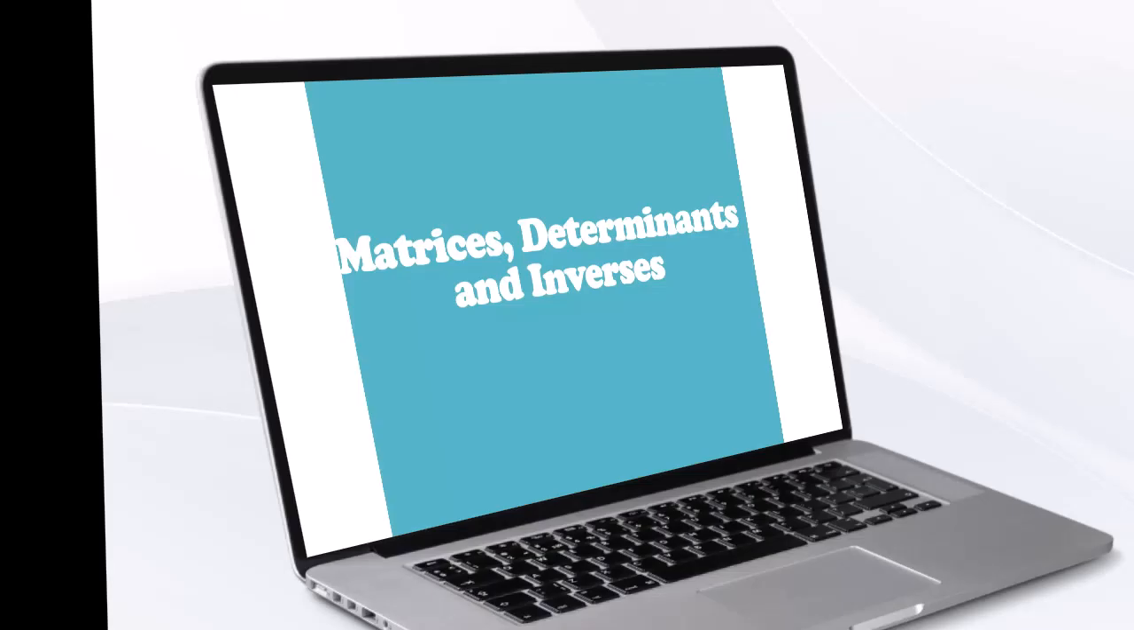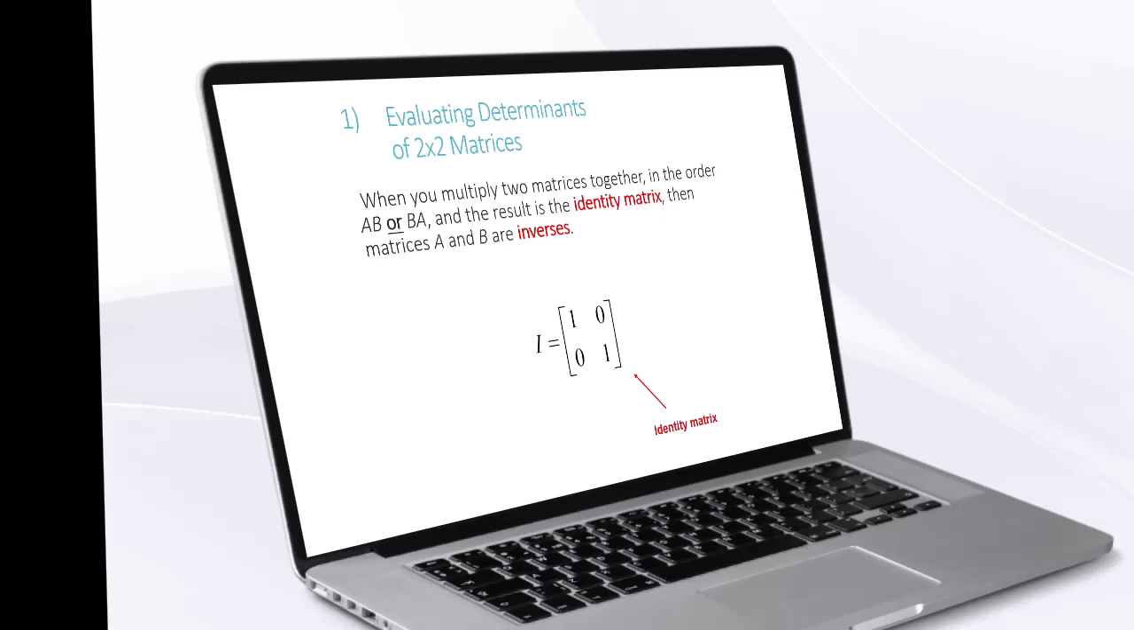In this lesson, we shall learn how to calculate determinants and inverses of 2 by 2 matrices. Let's begin with these two, identity matrix and inverses. So we want to see how identity matrix relates to the inverse of a matrix.